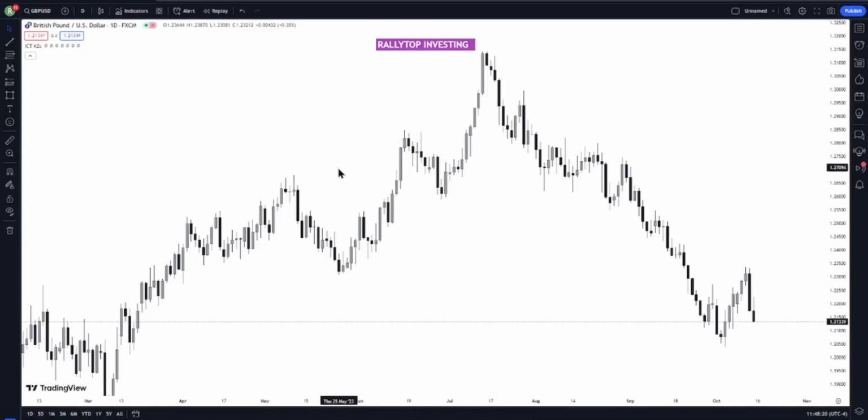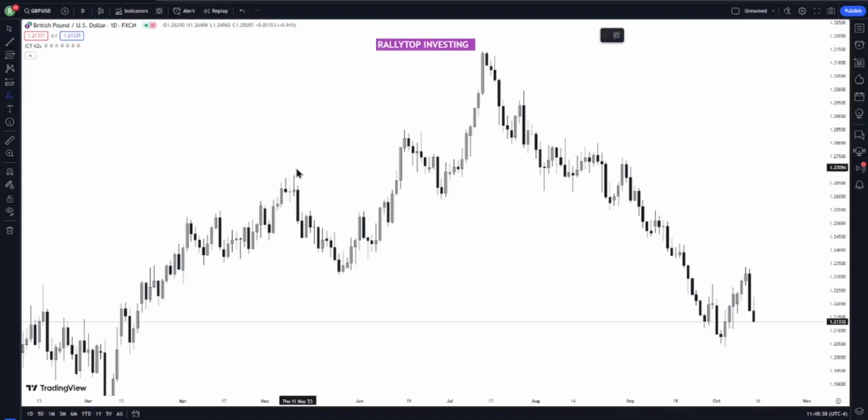The first thing you need to do when you get to your chart is to mark out the structures of the market. I'm talking about your swing highs and your swing lows. In this case, we want to mark out the most recent swing points in the market so that we can understand what we're doing.